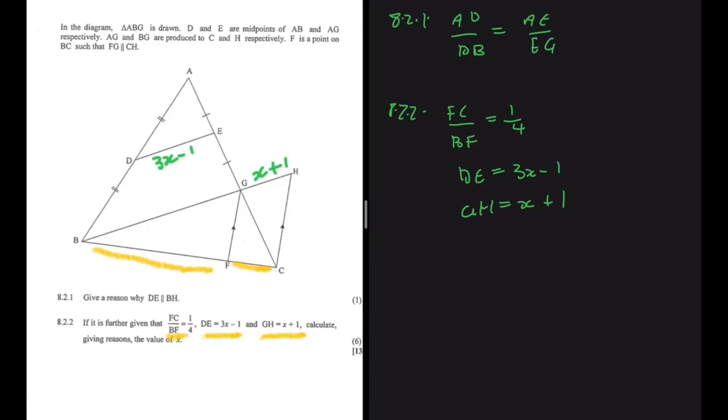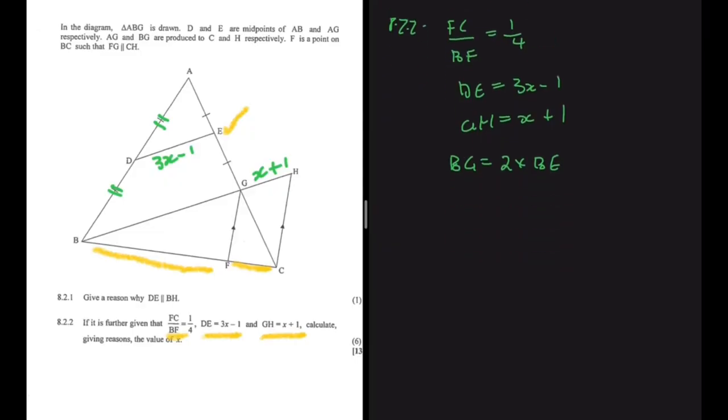If DE, this line here, cuts AB and AG such that AD is equal to DB, you can see here, because of these lines that we're given, that AD is equal to DB. If DE cuts AB such that AD is equal to DB, then we can say that BG is equal to 2 times BE. DE will only cut AB and AG such that AD is equal to DB if DE is half of BG, or if BG is twice BE.